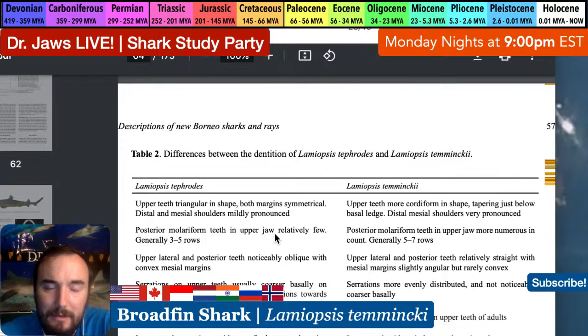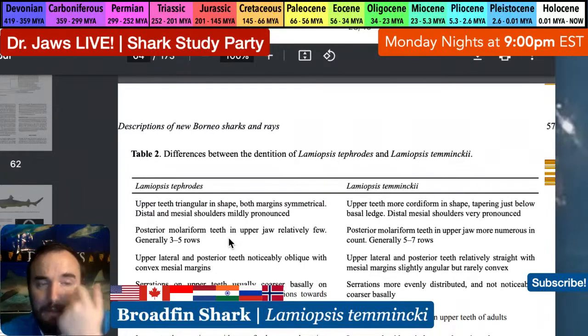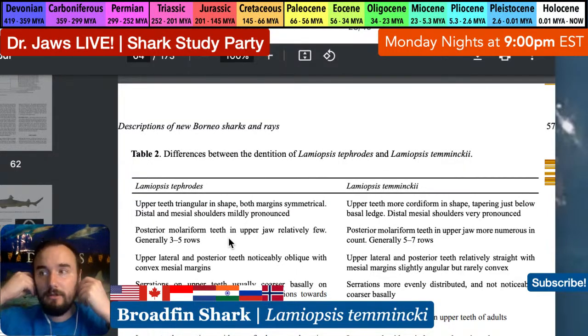Posterior molliform teeth in the upper jaw are relatively few. So these are like flat teeth. Sand tiger sharks have teeth like that, actually, and I could show you an example.